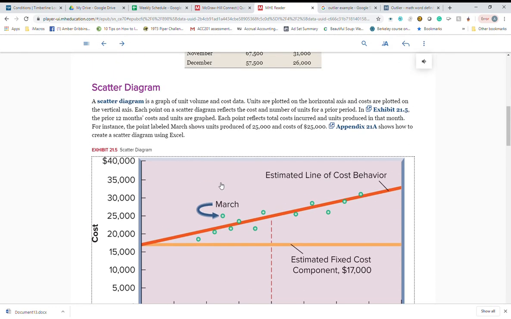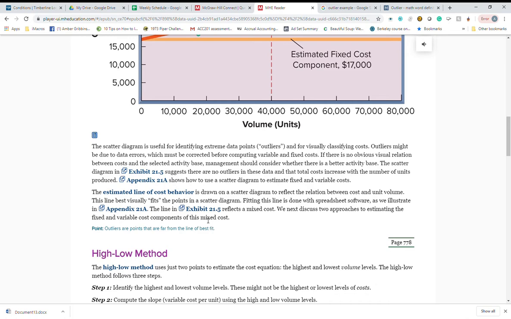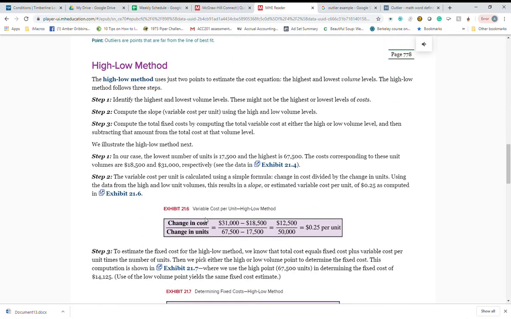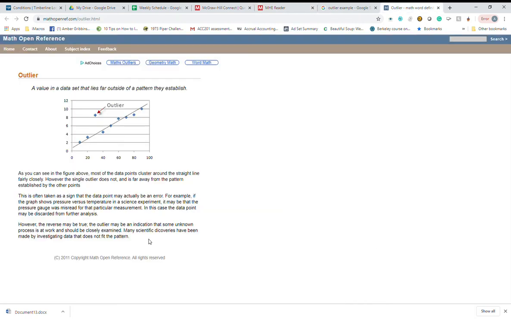Okay, so that's what a scatter diagram does. Now, before we go on to the high-low method, I want to show you what an outlier looks like. An outlier is something that's not in your book that I just think is very helpful, because we are living in a more modern math society, and we're dealing with data science. So an outlier is something that's completely off the grid.